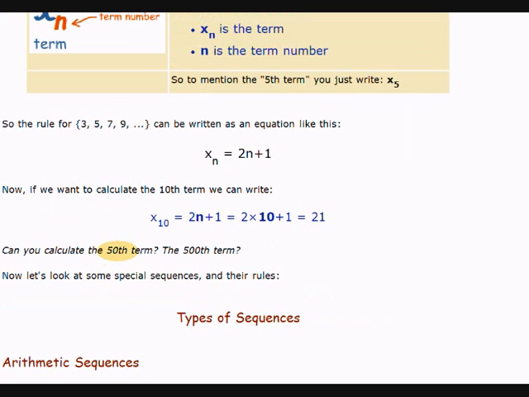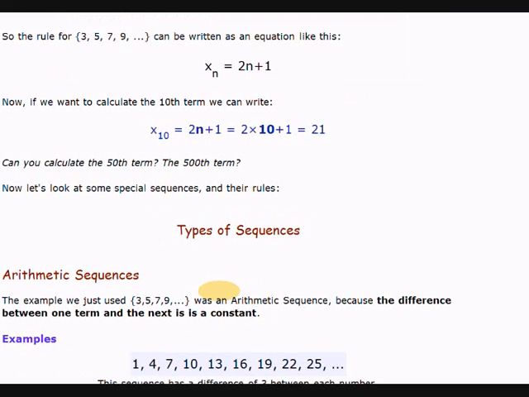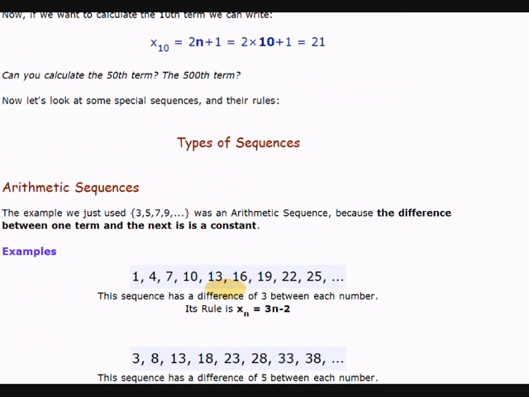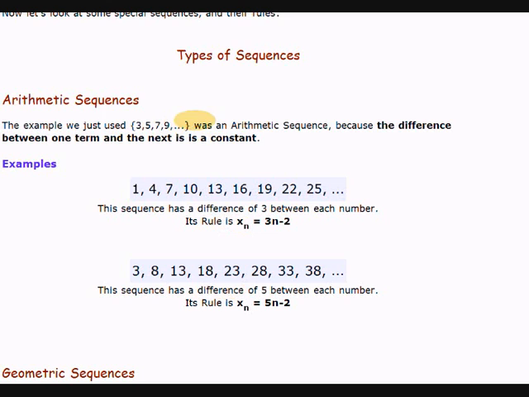Now can you calculate what is the 50th term and the 500th term? Yes, take this as a problem and solve it. Okay, let's go on to the next one, types of sequences.